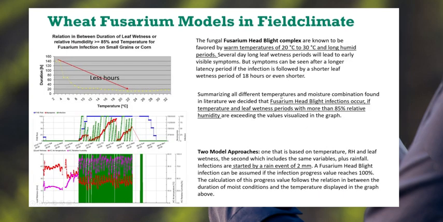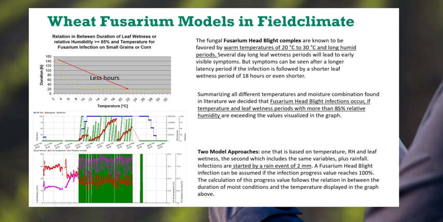So the Fusarium models in FieldClimate are really twofold, but they really work on similar principles. In much of the literature, it's been shown that warm temperatures, 20 to 30 Celsius, and long humid periods, which can be defined by things like relative humidity above 85%, such as this graph, or leaf wetness periods, how long the leaves are wet, will impact the development of this particular disease. So what it's saying essentially is if you get warm temperatures, you need fewer hours of high humidity or leaf wetness for the development of the disease.